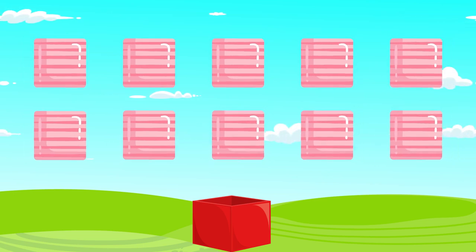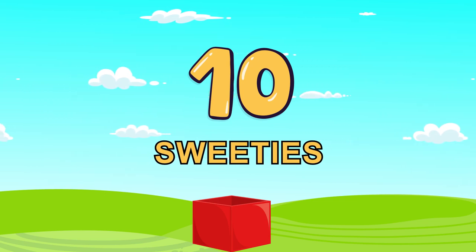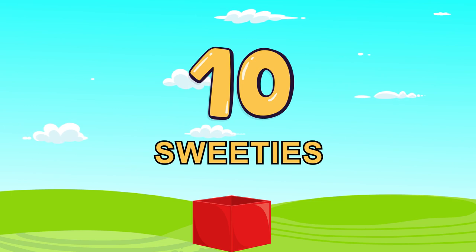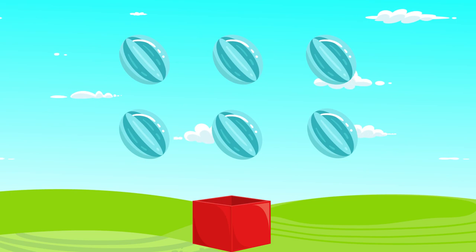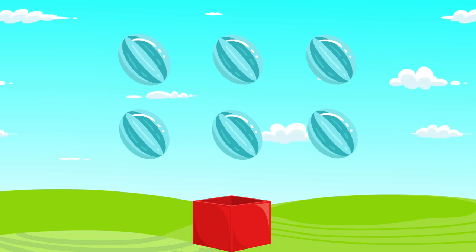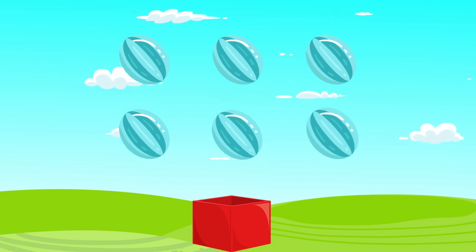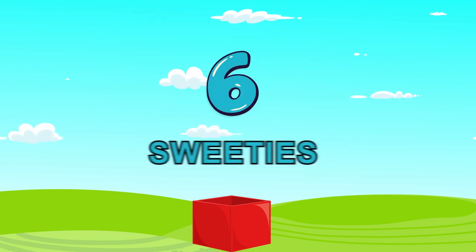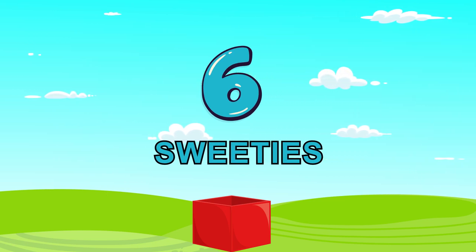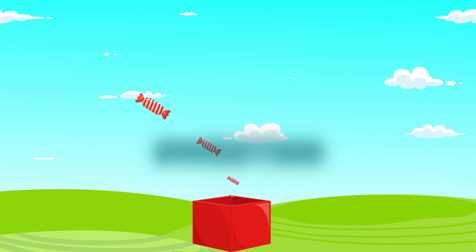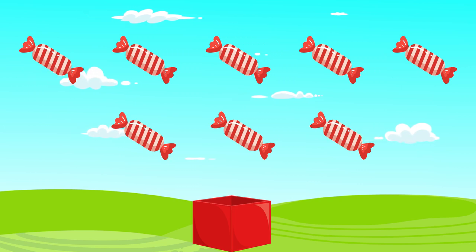1, 2, 3, 4, 5, 6, 7, 8, 9, 10. 10 sweeties. Yay! How many sweeties can you see? 1, 2, 3, 4, 5, 6. 6 sweeties. How many sweeties can you see?